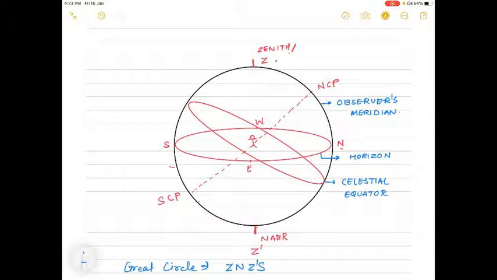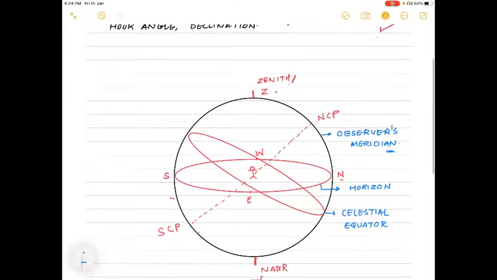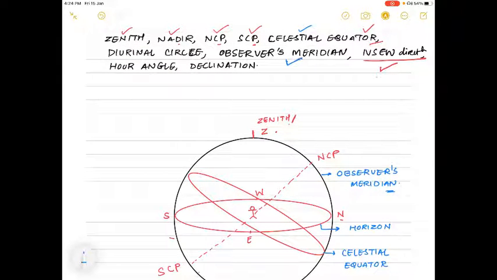How to understand which is the observer's meridian: if the great circle is passing through the zenith of the observer, it is called the observer's meridian or a local meridian. Okay, so again we have listed down the things that we should be knowing.